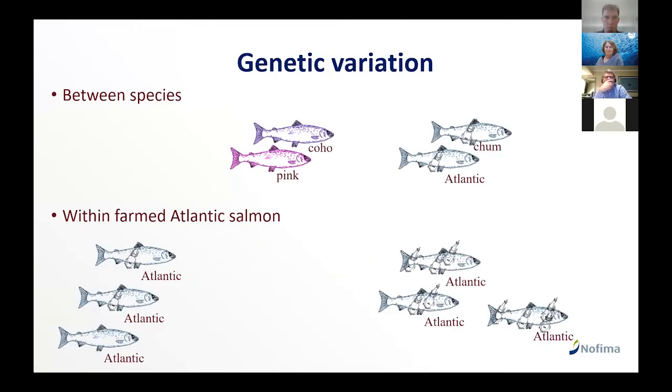We know that there is genetic variation between salmonid species. Some salmonids like coho and pink have a higher innate ability to resist sea lice infection, whereas others like Atlantic and chum salmon are more susceptible. There is also genetic variation within the farmed salmon, and this is a trait that is already included as a breeding goal by the breeding companies. But as I said, it's still not enough to reduce the problems with the sea lice considerably.